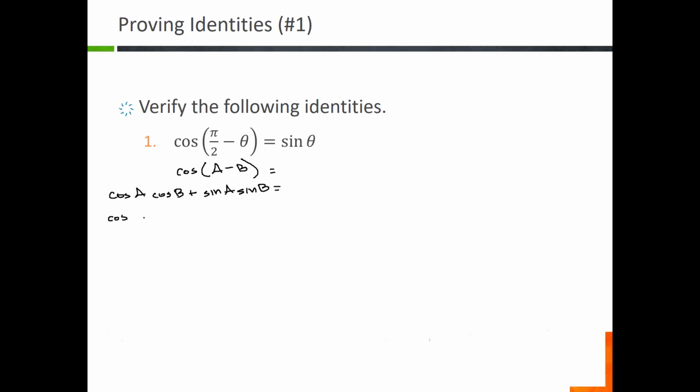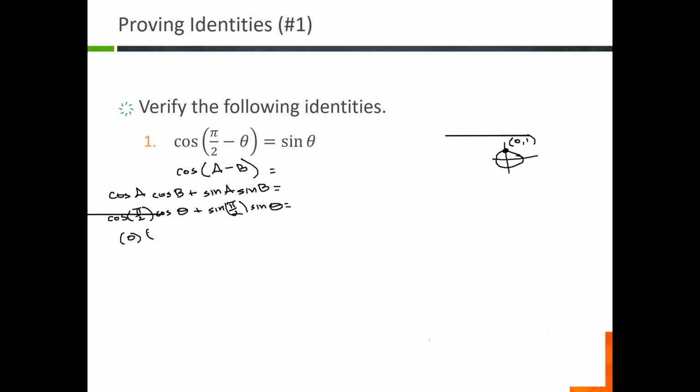So that means we have the cosine of pi over 2 times the cosine of theta plus the sine of pi over 2 times the sine of theta. Okay, so what is the cosine of pi over 2? Well, again, going back to our unit circle, pi over 2 is the positive y-axis, and the coordinate there is (0, 1). So what is the cosine? It is the x-coordinate, which is a 0.